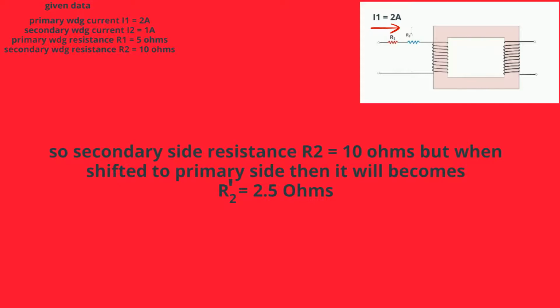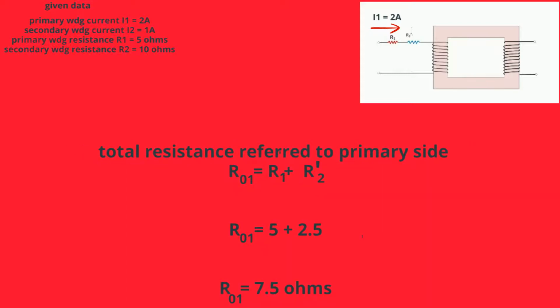When the secondary side resistance R2 equal to 10 ohms is shifted to the primary side, then it becomes R2 dash equal to 2.5 ohms. The total resistance referred to the primary side R01 is equal to R1 plus R2 dash, where R1 is 5 ohms and R2 dash we just now calculated 2.5 ohms. Therefore, R01 is equal to 5 plus 2.5, that is 7.5 ohms.